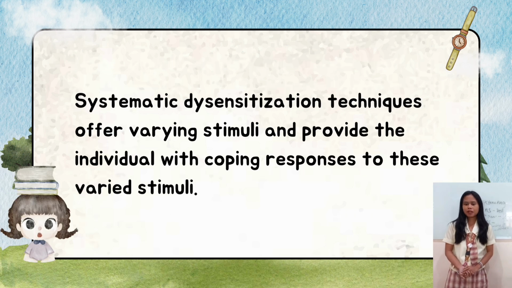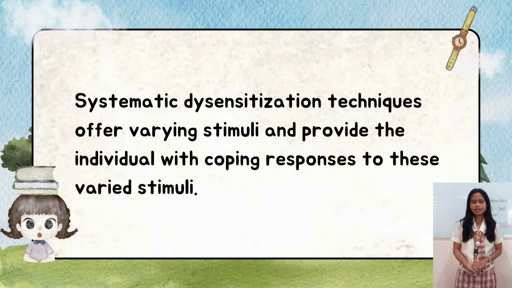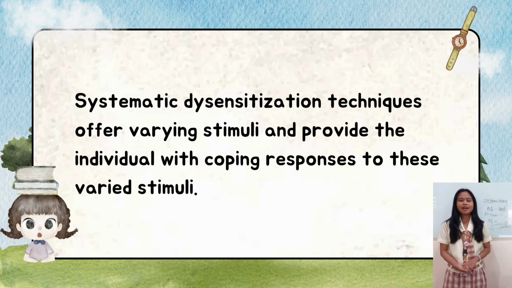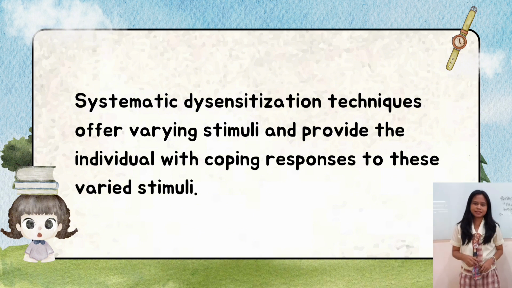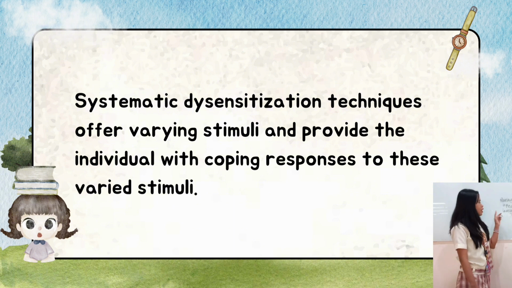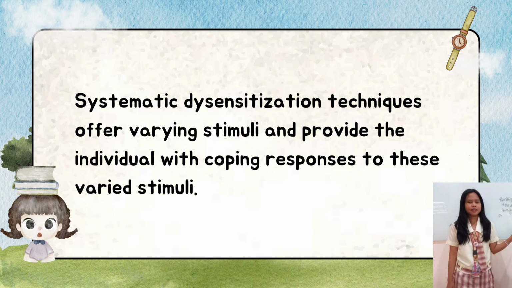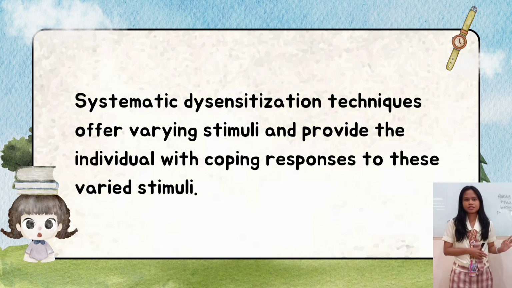One type of therapy that psychologists use is systematic desensitization. It offers varying stimuli and provides the individual with coping responses to these varied stimuli. Systematic desensitization can be connected to classical conditioning in terms of pairing the two stimuli, the fear and the relaxing factors, and it is used by psychologists to help patients with anxiety or phobias cope with that fear or situation.